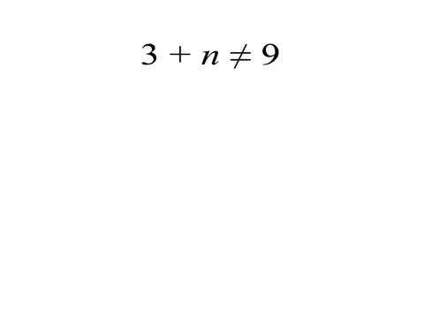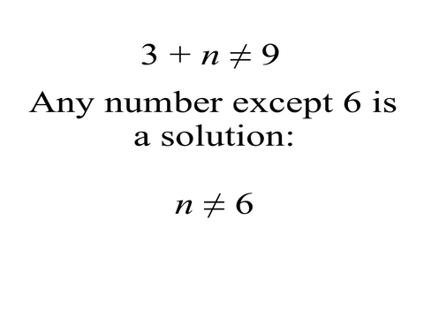Well, if you were taking a test and you only had to come up with one right answer, it would be hard to get this problem wrong, because the only number that makes this problem incorrect is 6. N can be any number except 6. So we write n is not equal to 6.